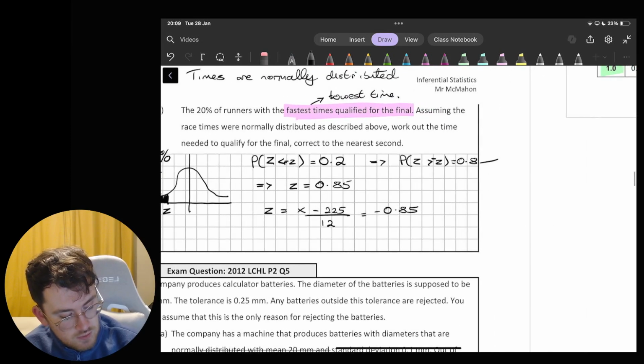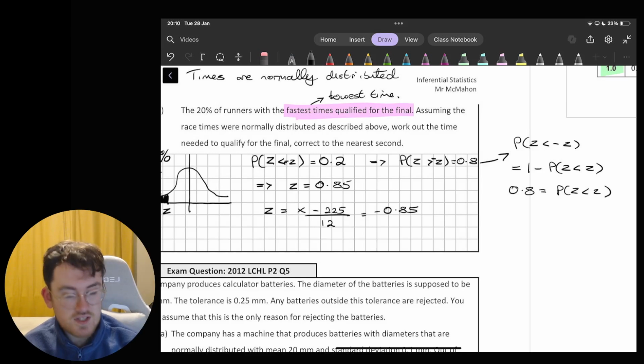Okay, and we should hopefully remember from a bit of fluency with those ideas that the probability that z is less than minus z is 1 minus the probability that z is less than positive z. So that's why we're getting that 0.8 is the probability that z is less than positive z there. Okay, making that connection there.